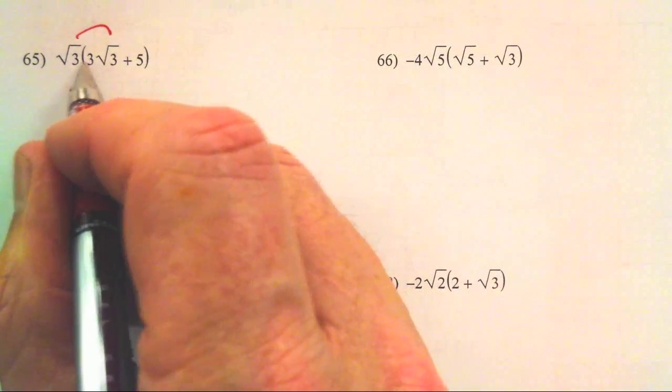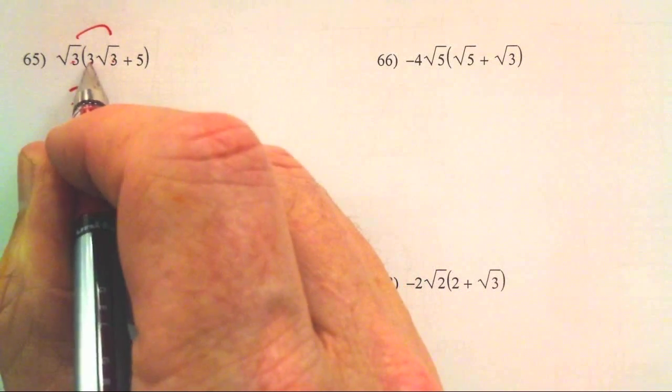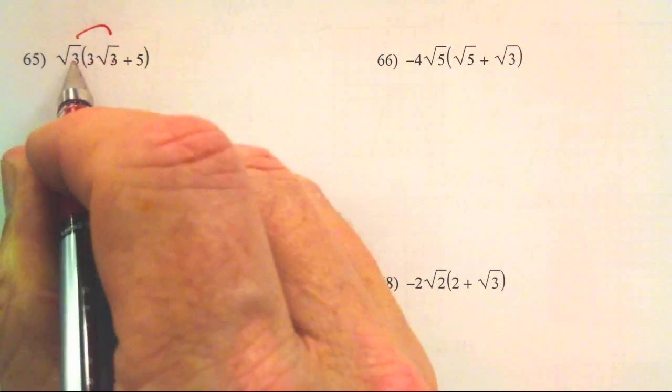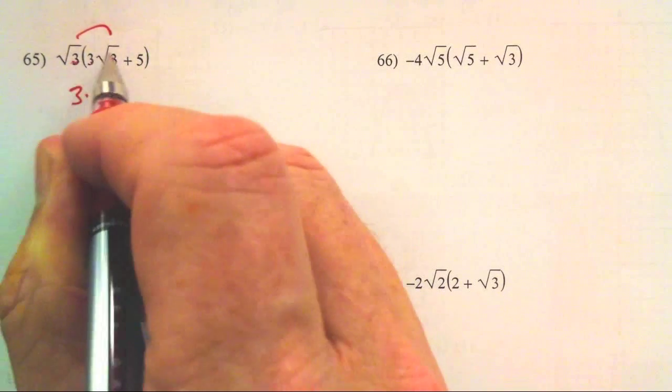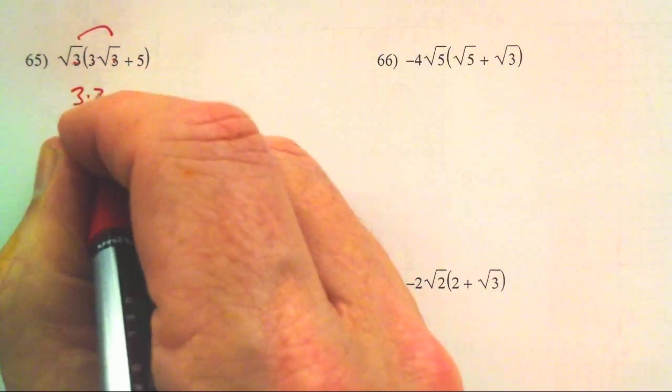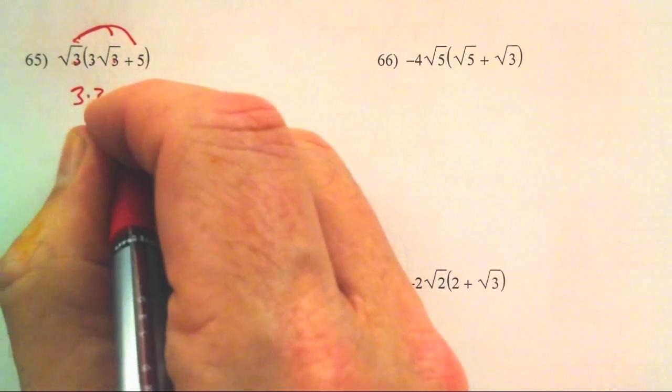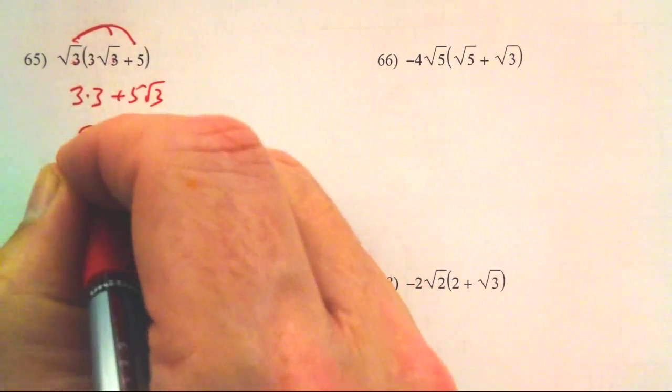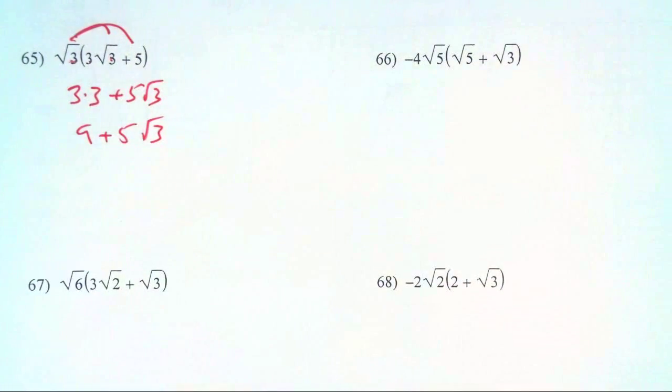I get 3 square root of 3 times 3 root 3, which is 3 times square root of 9. But square root of 3 times square root of 3, square root of 9, is just another 3. Square root of 3 times 5 plus 5 root 3 is 9 plus 5 root 3. That is not 14 square root of 3's. That's a plain old 9 plus 5 root 3.